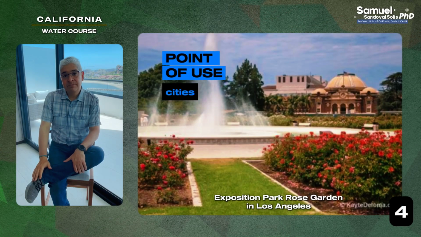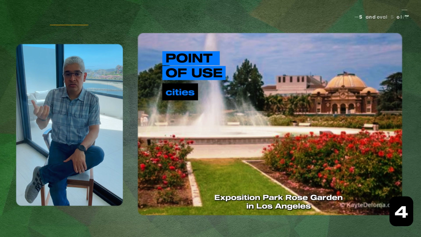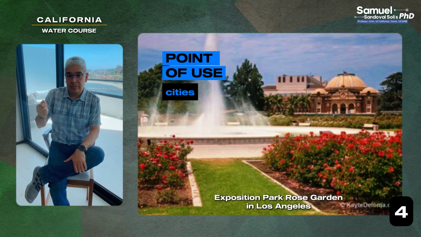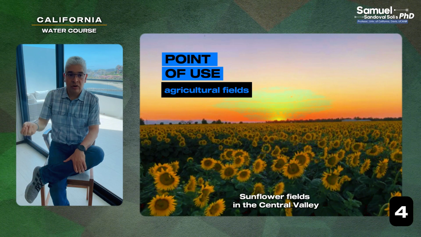The fourth one is point of use. This can be cities where water is used for homes, industry and commercial buildings, agricultural fields where water is used to grow food, feed for animals, or crops for highly processed food.